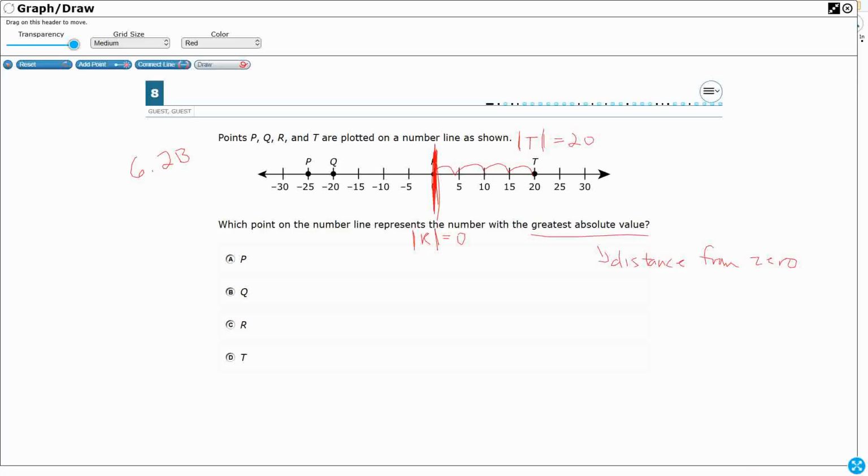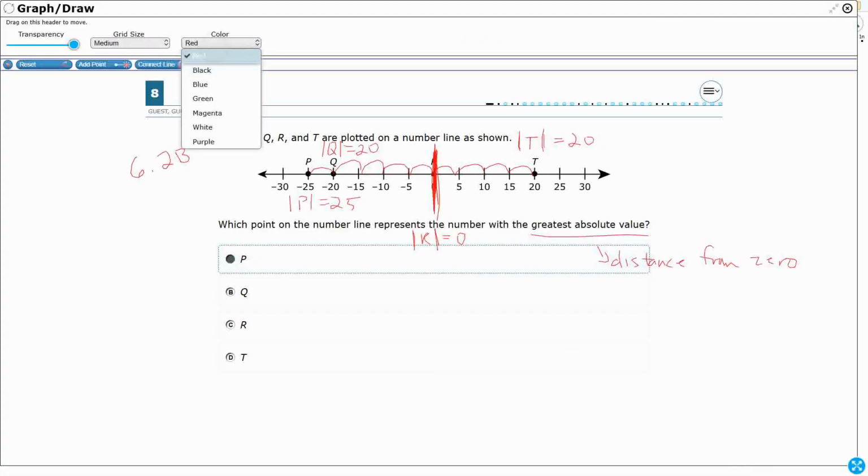Let's look at q. 5, 10, 15, 20. So the absolute value of q is also 20. Even though q is sitting on negative 20, it's 20 units away. It doesn't matter whether it's left or right. So that means our p is going to be the greatest absolute value. The absolute value of p is going to be 25. So our answer here is A, because that is the farthest away.